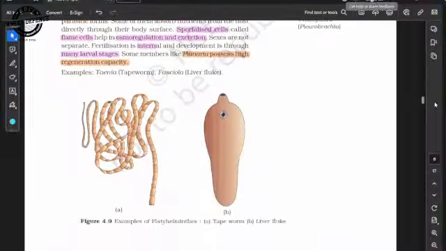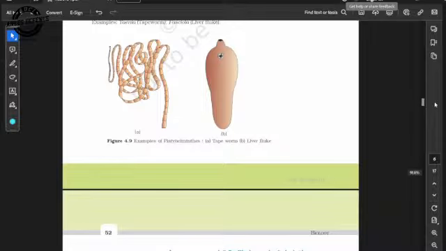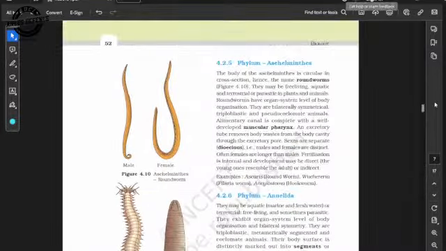Please check the examples for this. The important part in Aschelminthes is the typical structure of Ascaris, male and female Ascaris. What is the difference between male and female Ascaris? Male Ascaris is short, correct? And has a curved tail. Female is long with a straight tail. Aschelminthes is also known as roundworm due to their cross section, CS. So you'll get a round circular structure.